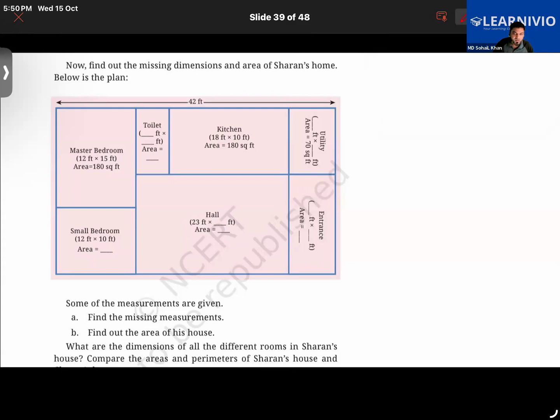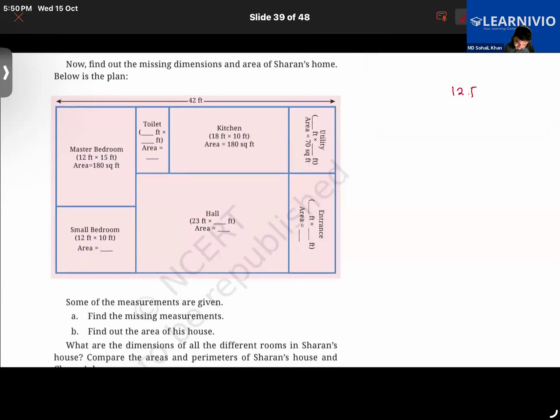So where should we start from? Small bedroom. From where will we start? So what will be the area of the small bedroom? 110. No. 12 feet is the length and the breadth is 10 feet. The area is going to be length multiplied by the breadth, no? So you have to multiply it properly. 12 multiplied by 10 is how much?